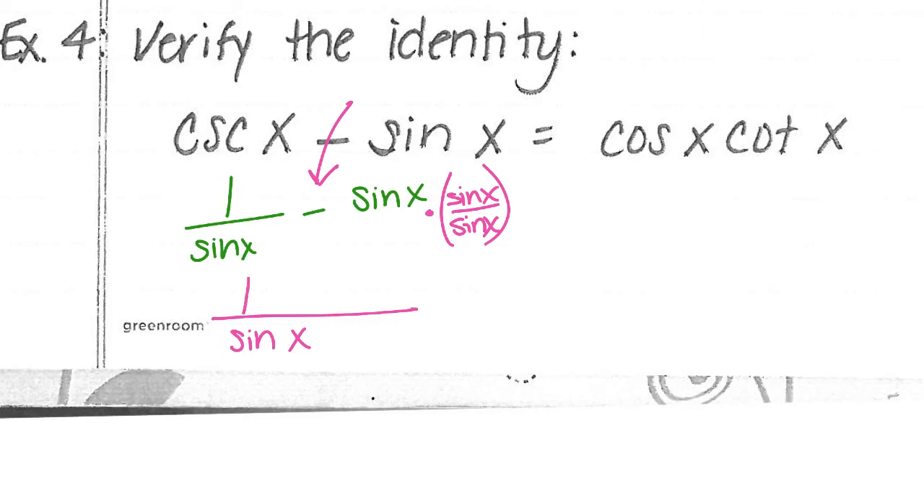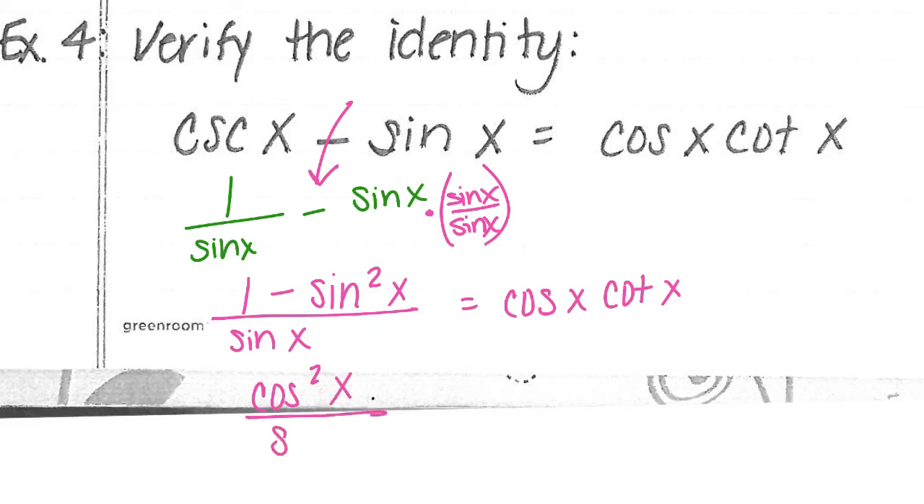So look on the top here. I have 1 minus sine squared of x. And remember, we're looking at this equaling cosine x times cotangent x. Hey, I know that 1 minus the sine of x squared is equal to the cosine squared of x. And all of that's going to be over sine. Again, I just want that to equal this.